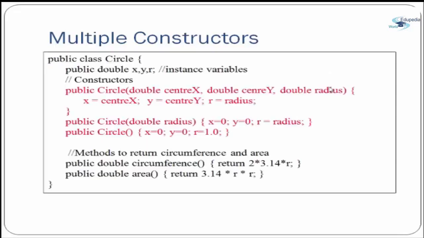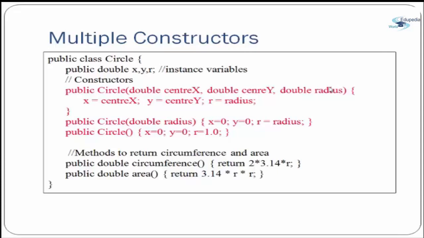Okay, so this is again an example of multiple constructors. Here you can see we have a public class Circle, and then three instance variables, public double x, y, and r. Then we have a constructor public Circle with three parameters, all of type double: center x, center y, and radius. In that constructor, we are initializing x, y, and r with the values we get in the parameters. So basically, we are initializing the data members with the values we are getting in the parameters.